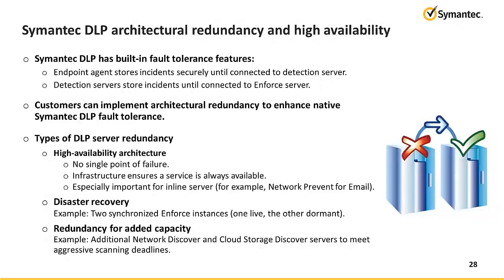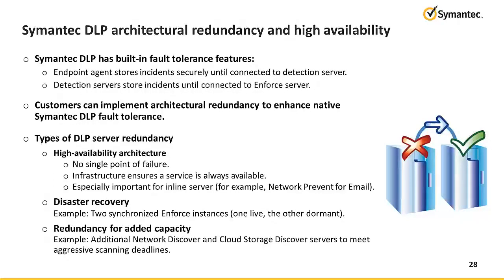Most organizations build on Symantec DLP's inherent fault tolerance features by implementing redundancy at the server level. For detection servers such as Network Prevent for email servers and Network Prevent for web servers that are implemented inline and that analyze live traffic leaving the network, this can mean the implementation of high availability architecture in which multiple detection servers are ready to handle detection requests from a bank of MTAs or web proxies, respectively.